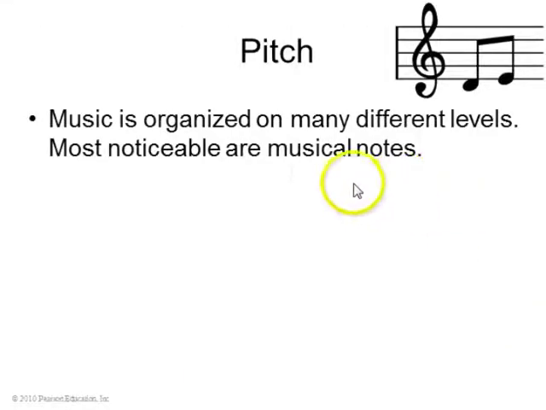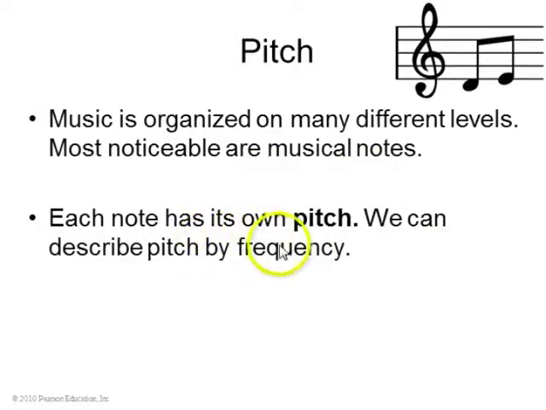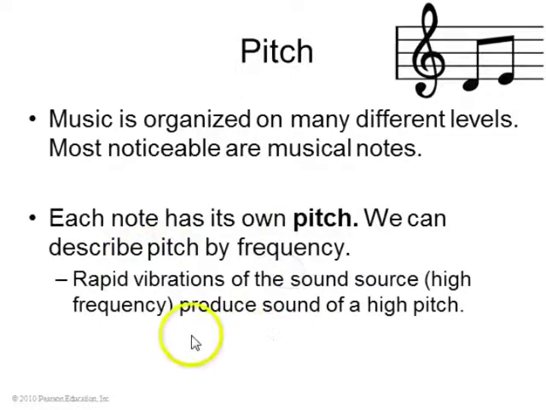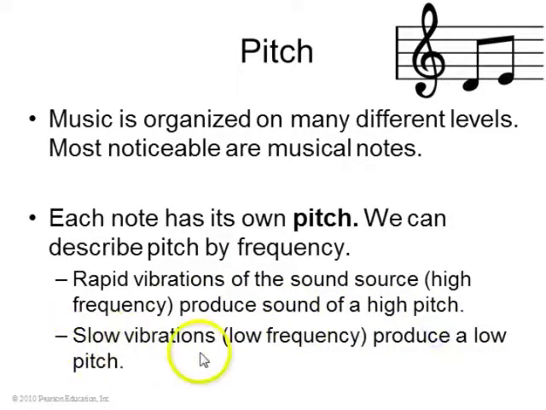So let's start with pitch. Music is organized into notes. Each note has its own pitch, which we can describe with a frequency. Rapid vibrations, or high frequency, produce sounds with a high pitch, and slow vibrations, low frequency, produce sounds with a low pitch.